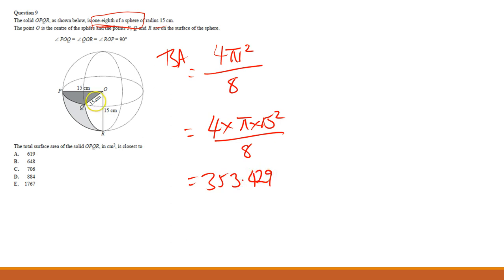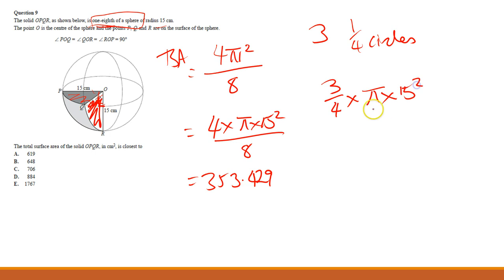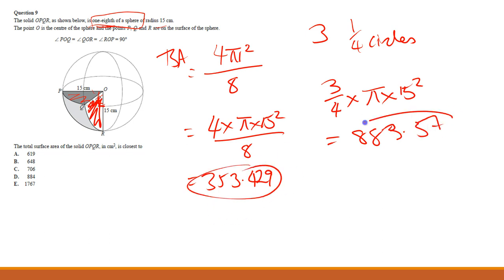353.429. Now, you've got to imagine this shape. Here's one sector, which is actually a quarter of a circle, and I have one on top and I have one on the back there. So I have 3 quarter circles. So I'm going to do that all in one hit. 3/4 times pi times the radius, which is 15 squared. So that's my circle, but I've only got 3/4 of a circle, 3 separate 1/4, but I can do it in one step like that. Sub that in the calc, 883.57.